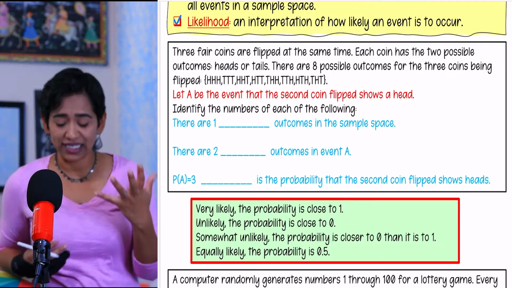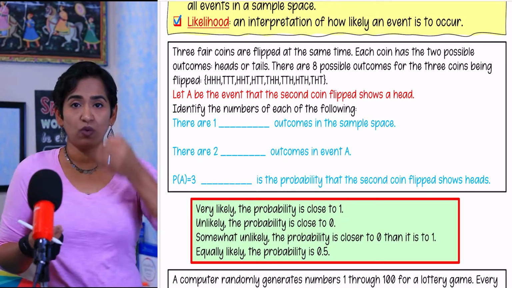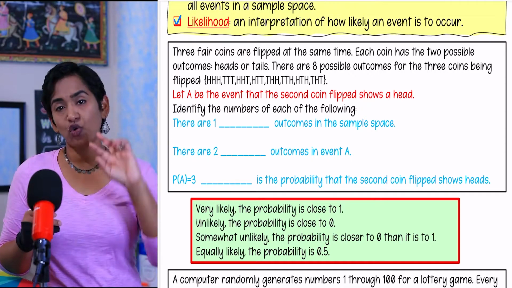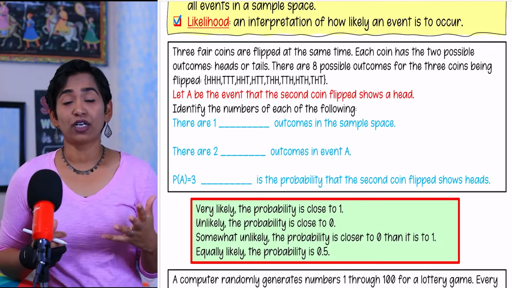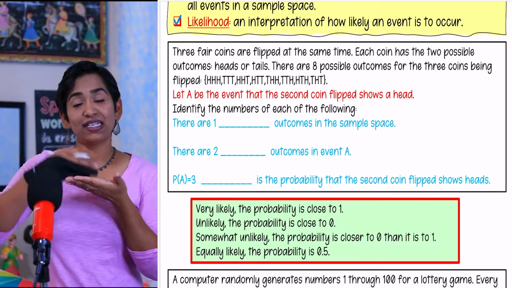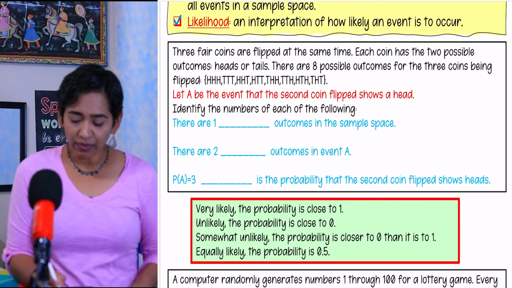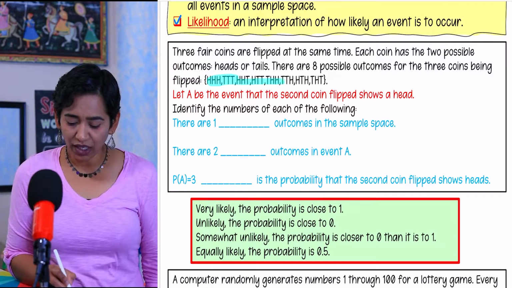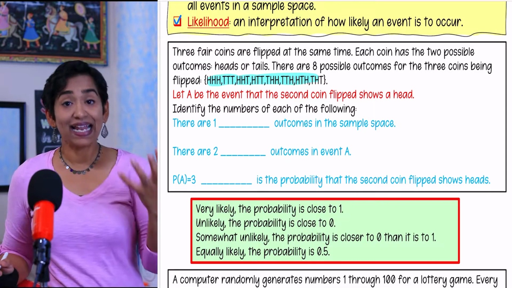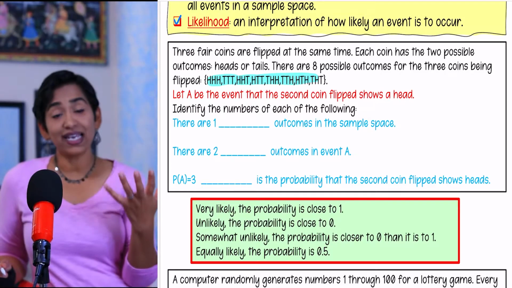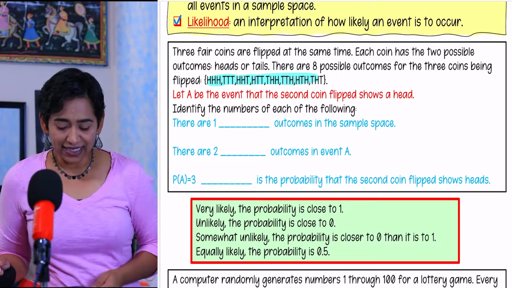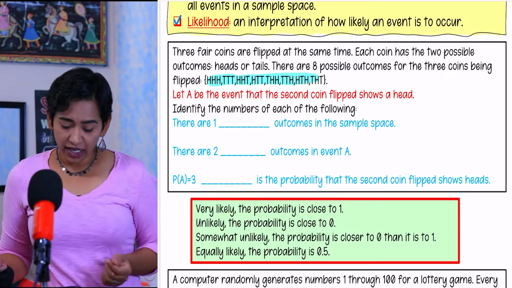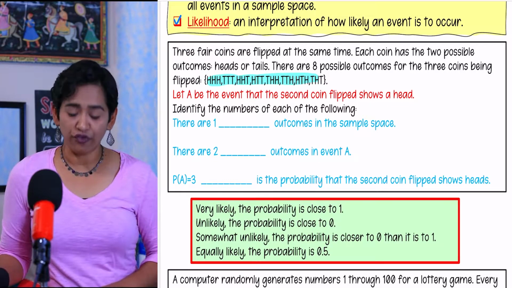Three fair coins are flipped at the same time. So one, two, three. Each coin has two sides, right? Heads and tails. Now there are eight possible outcomes. You can get heads, heads, heads, tails, tails, tails. All the possible outcomes are listed here. But what are they asking us? They're asking us, let A be the event that the second coin flipped shows a head. Now it says, identify the numbers of each of the following.